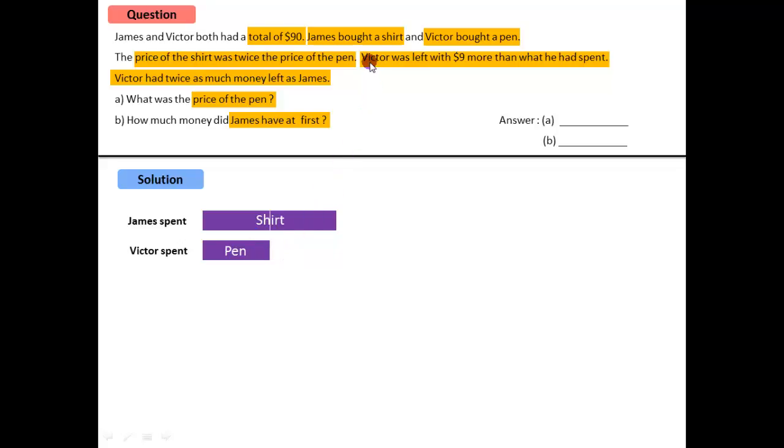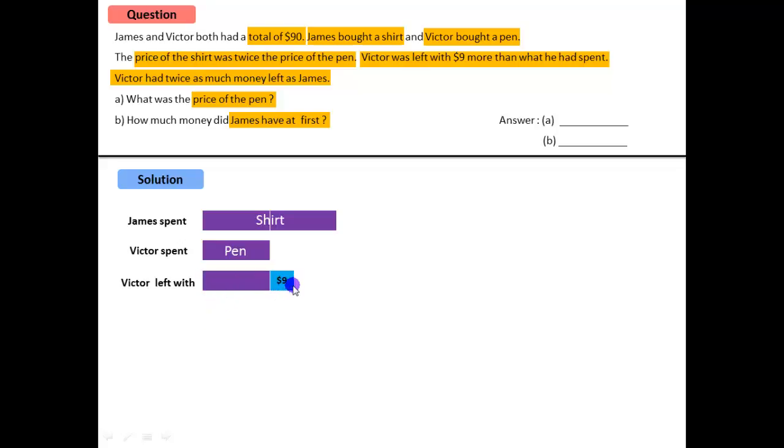The next key point states that Victor was left with $9 more than what he had spent. So Victor spent some money on the pen and he was left with $9 more than what he had spent on the pen. So this will be the amount of money that Victor was left with. Next, we know that Victor had twice as much money left as James. So if this is the money that Victor was left with, James was left with half of this amount.